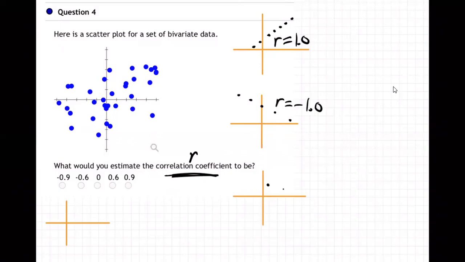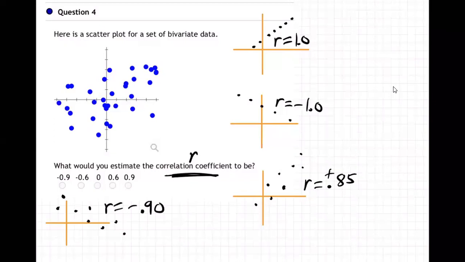If the dots are going up sort of generally, maybe it's a little tighter, like that, that would be an R value of maybe 0.85 positive. If the dots are headed down a little bit, that might be an R value of negative 0.90 or something. Do you see what I'm saying now?